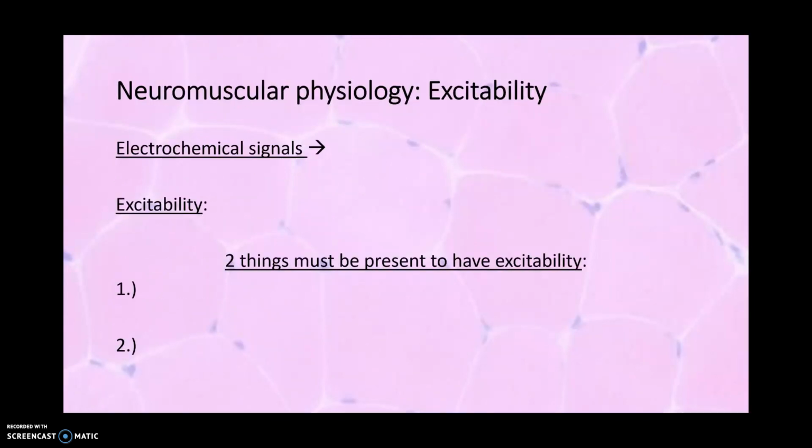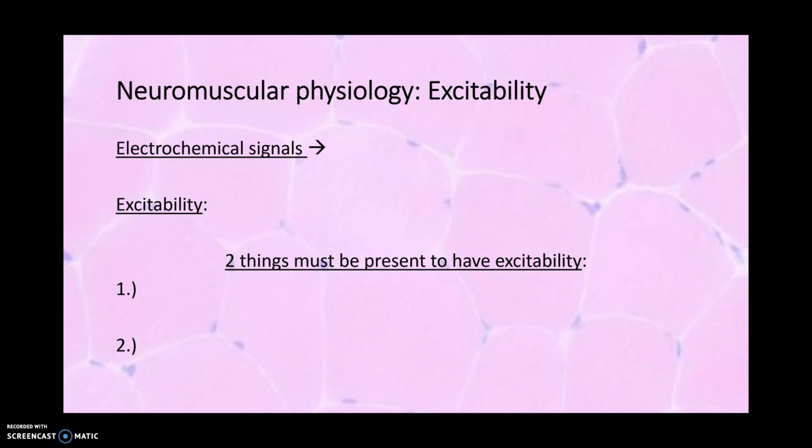Okay, so starting off, when we talk about neuromuscular physiology, we have to talk about the term excitability. Electrochemical signals, ultimately what that means is the transmission of action potentials. And the ability of the tissues to generate these electrochemical signals or these action potentials gives them the characteristic of excitability, meaning capable of responding to a stimulus. So excitability ultimately means capable of responding to a stimulus.